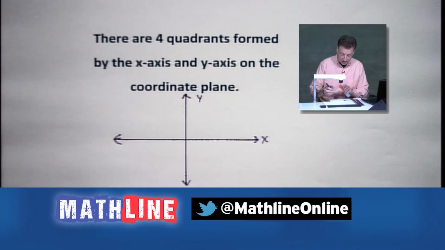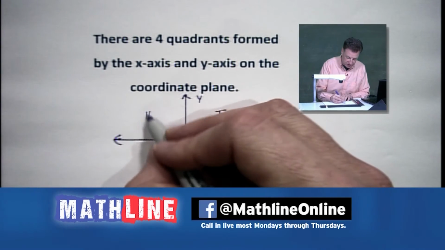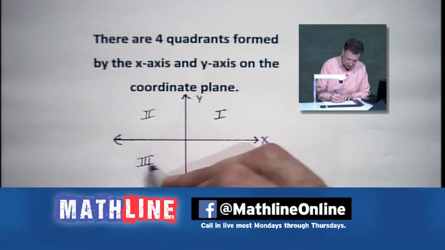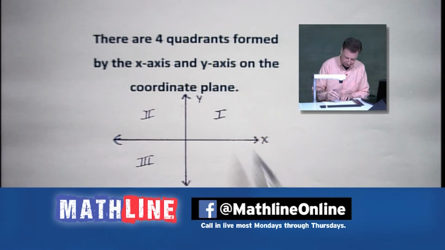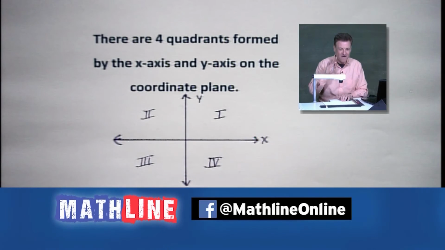And these are numbered. So this is Roman numeral 1. Moving to the left is Roman numeral 2. There's our Roman numeral 3. And here we go with Roman numeral 4. I love it.